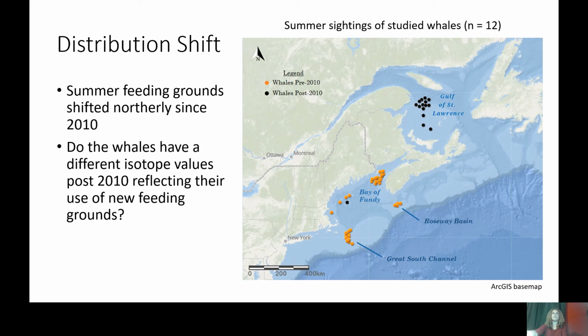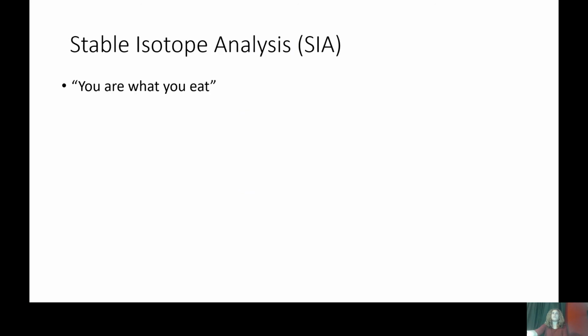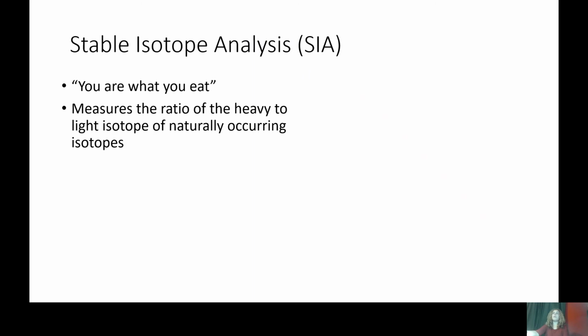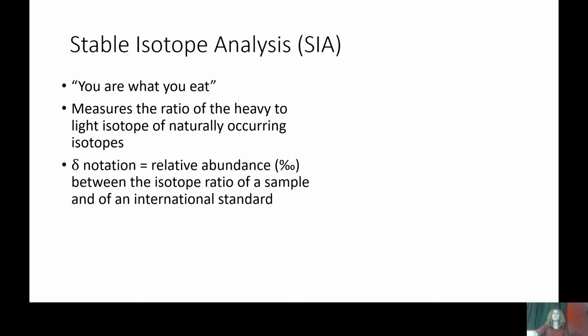stable isotope analysis. So stable isotopes within an organism incorporates a fraction of the stable isotopes from their prey, so we can determine what and where that animal was eating. It's just like the saying, you are what you eat. The analysis measures the ratio of the heavy to light isotopes of naturally occurring isotopes, and it is measured in delta notation, which is the relative abundance between the isotope ratio of a sample and of an international standard.